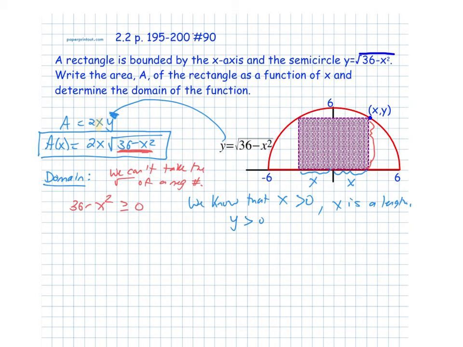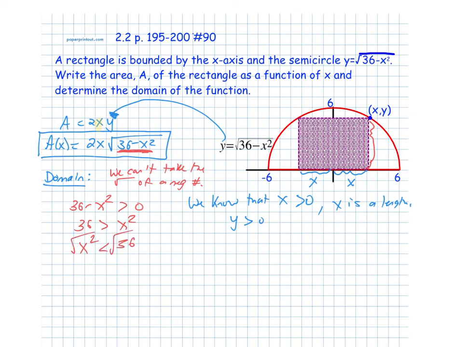So I'm not going to actually put 36 minus x squared is greater than or equal to 0. I'm going to just put 36 minus x squared is greater than 0. So let's change that to a greater than, because the equal to doesn't make sense. And now we're going to solve this inequality. So 36 is greater than x squared. I'm going to rewrite this as x squared is less than 36.